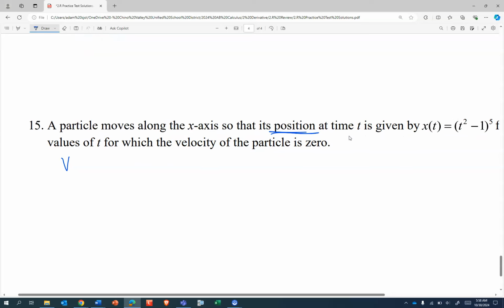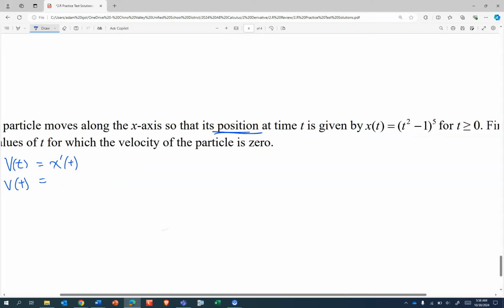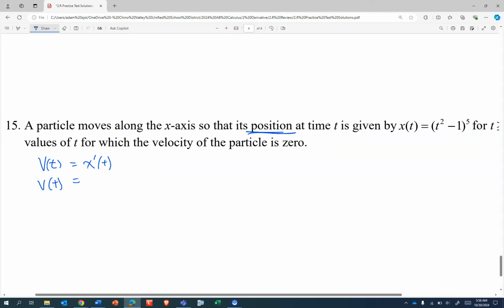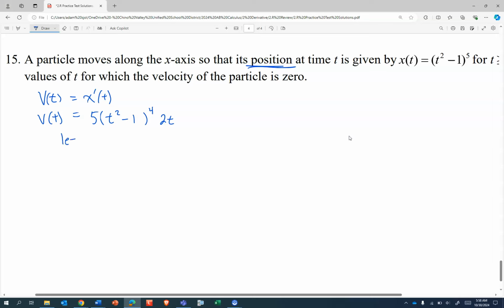Okay, so again, velocity of t is x prime of t, which means velocity is, oh, it's just a chain rule thing. Okay, so 5 times (stuff) to the 4th, and that's a t squared minus 1, which has a rate of change of 2t, and we're going to say let velocity equal 0. And so 5 times (t squared minus 1) to the 4th times 2t.